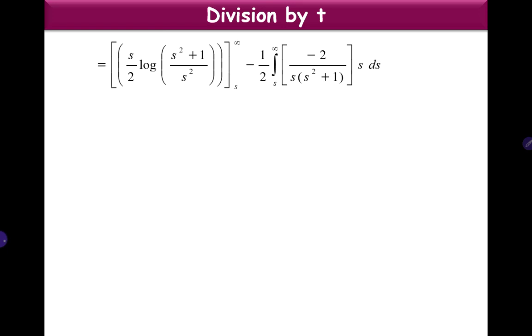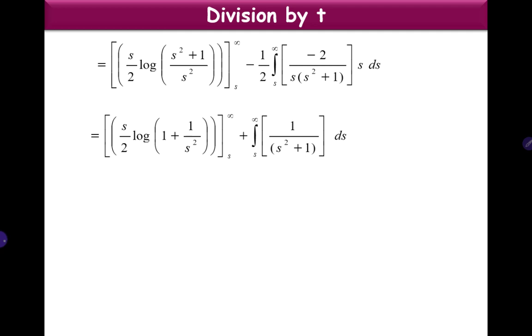So this is s by 2 times log of (s square plus 1) by s square, within the limits s to infinity, minus 1 by 2 into the integral from s to infinity of minus 2 by s into (s square plus 1) into s ds. So here the denominator s and the numerator s can be cancelled. And the first term, log of (s square plus 1) by s square, can be written as log of 1 plus 1 by s square within the limits s to infinity.